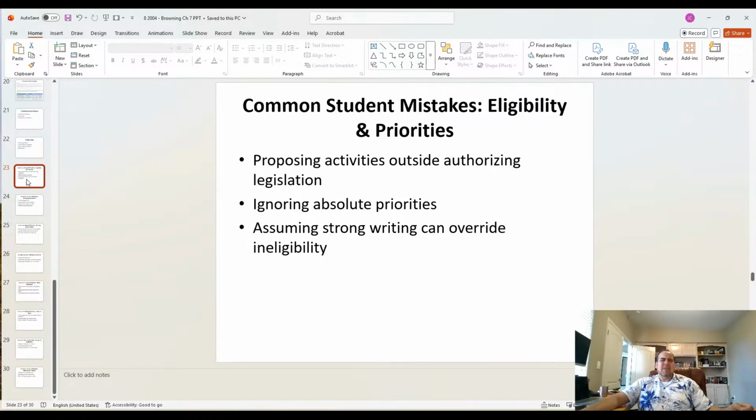It doesn't matter how great of a writer you are. If you're not eligible, you're not eligible. And then also, it does matter if you're a weak writer. If there's too many typos and too many errors, that's going to affect you. But if you're an extremely, extremely good writer, that's not going to overcome ineligibility.